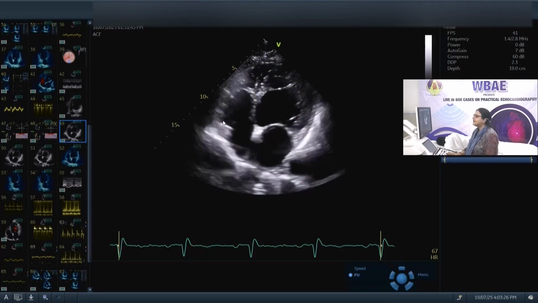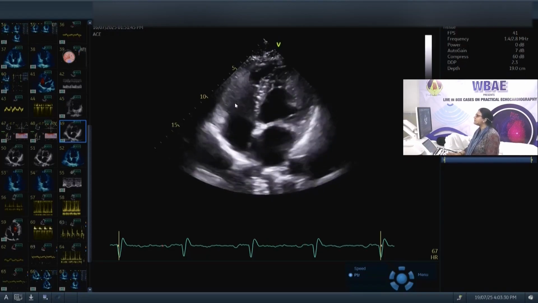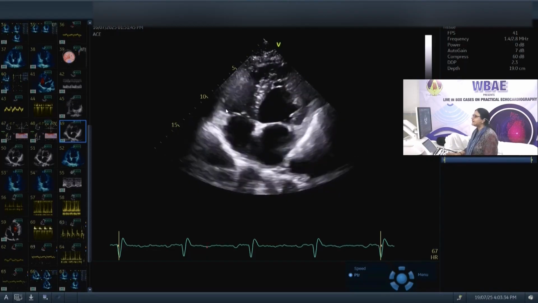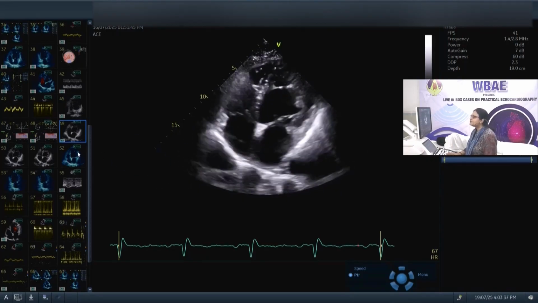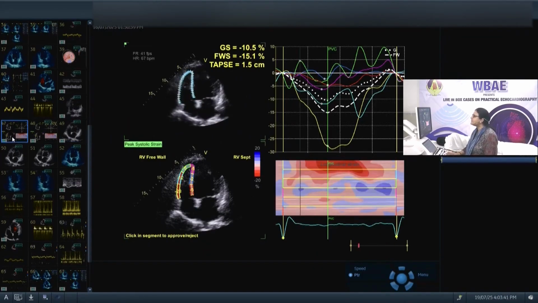The first, the TAPSE, the RV strain, and also RV FSE, and also we will do the RVS1 to see the RV function. So to assess, first we will do this RV strain imaging, whereby we will get all the required data that we need.